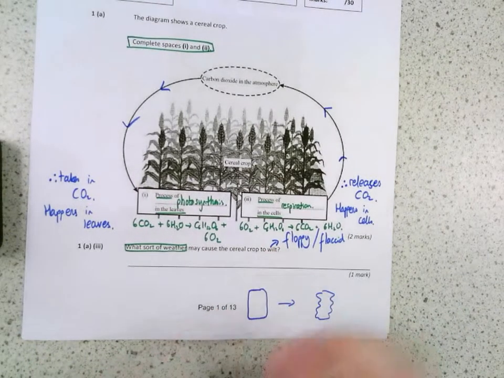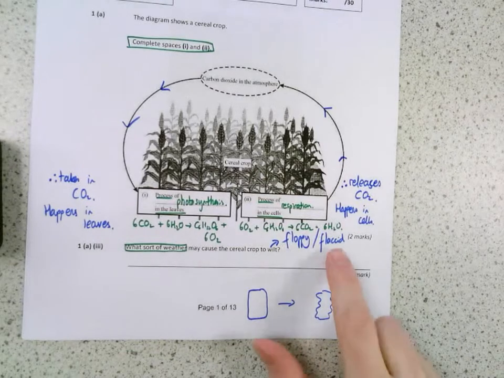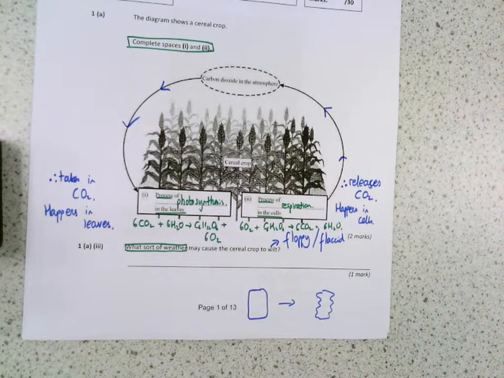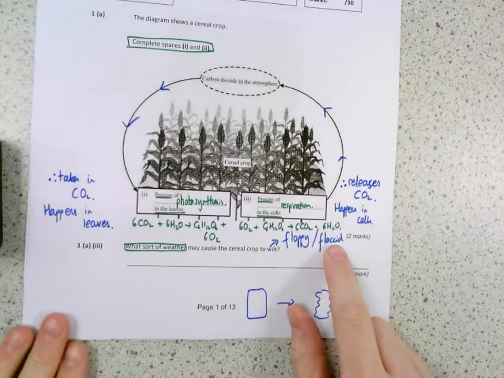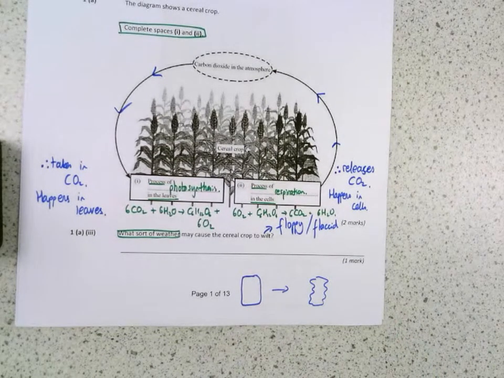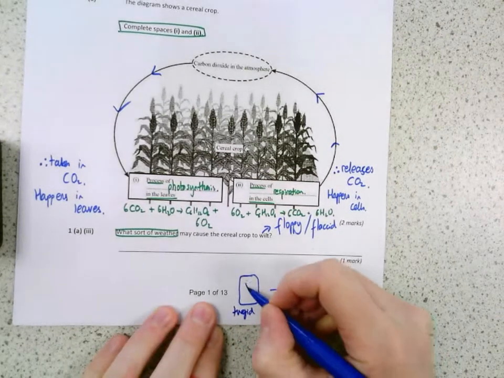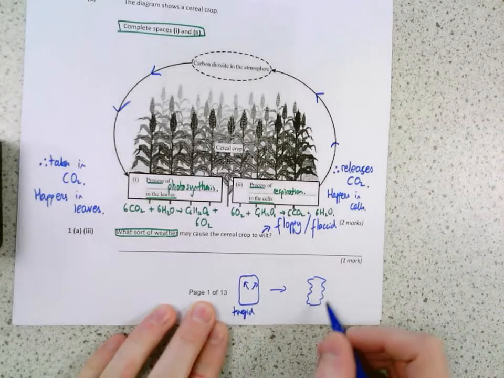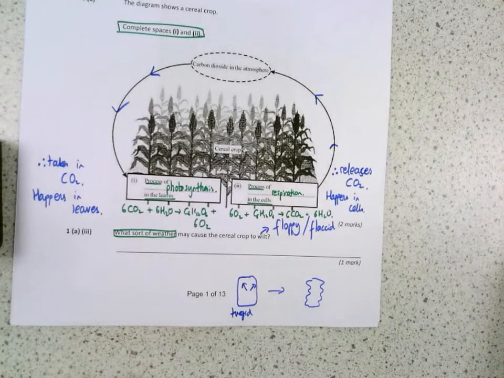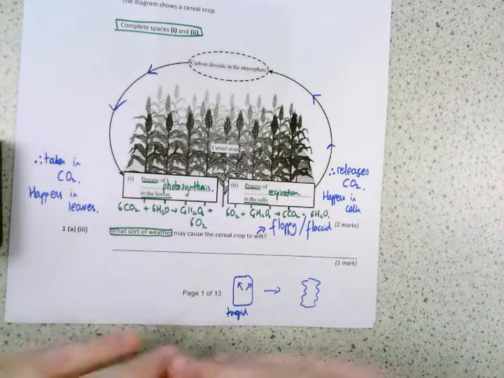Right, what sort of weather may cause the cereal crop to wilt? Now, in case you don't know the word wilt, wilt means it becomes floppy. Or another word for floppy, which is good to know, is flaccid. Hopefully that's rung a few bells for you. Where have you come across the word flaccid before? Probably with guard cells. We've talked about guard cells going from being turgid, where they're stiff and solid, to being flaccid, where they're floppy.